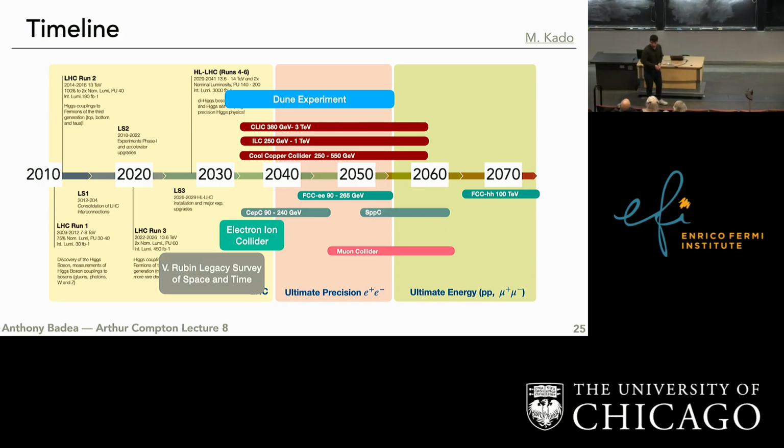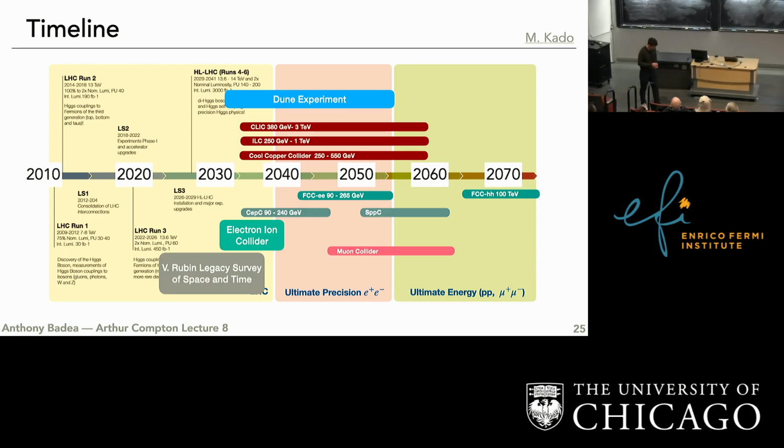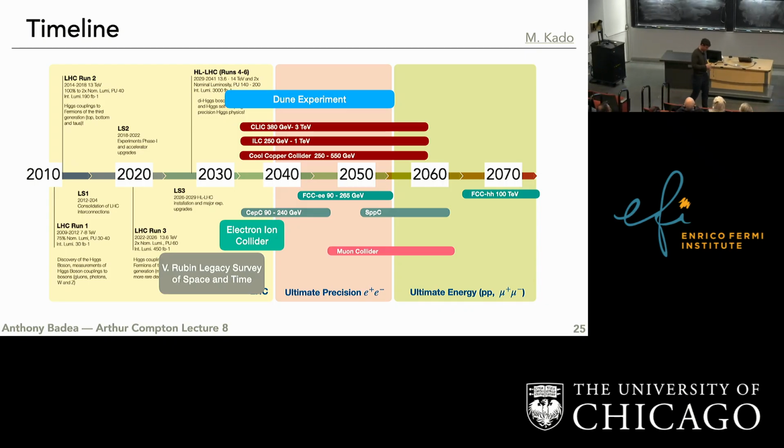Isn't it true that the only evidence for dark matter is Vera Rubin's measurements of the galactic rotation?